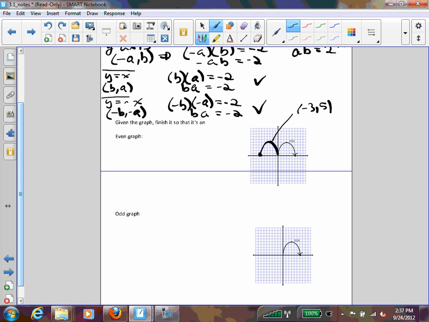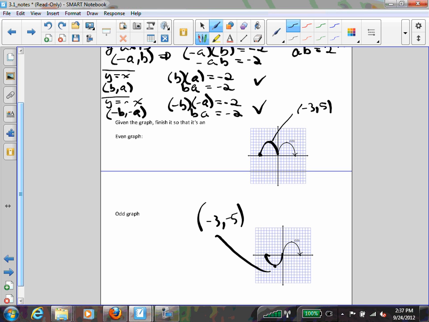If I want it to be an odd graph, then what I want it to really do is be down here, right? So this point has a value of (3, 5). And so if I'm going to put it down in the third quadrant, I'm really going to be at (negative 3, negative 5), so that it's doing that. So this point is (negative 3, negative 5).